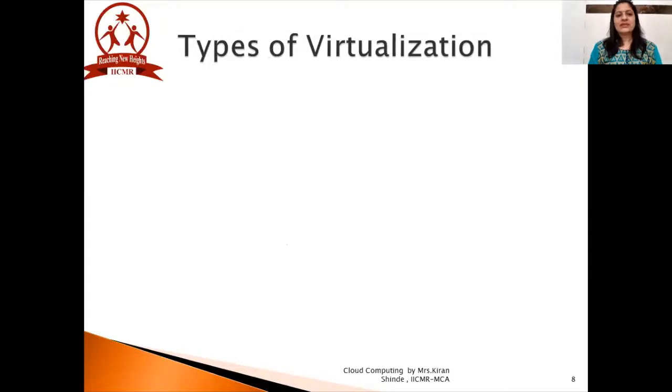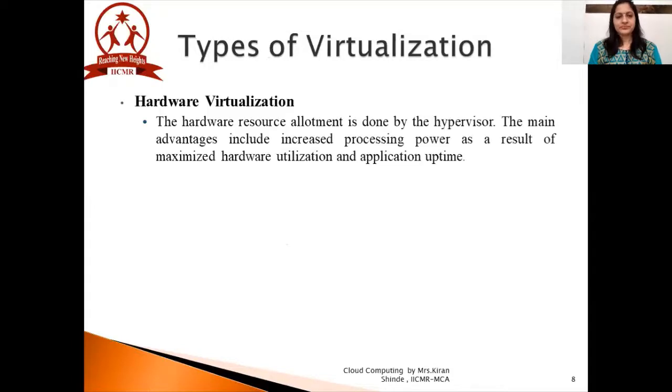Now let us have a look at the types of virtualization. First of all, we are going to talk about the first category of virtualization, that is hardware virtualization. Hardware resource allotment is done by a special tool or program which is called a hypervisor. The advantages of this tool include increased processing power as a result of maximized hardware utilization and application uptime. Now, there are some types under this particular category.